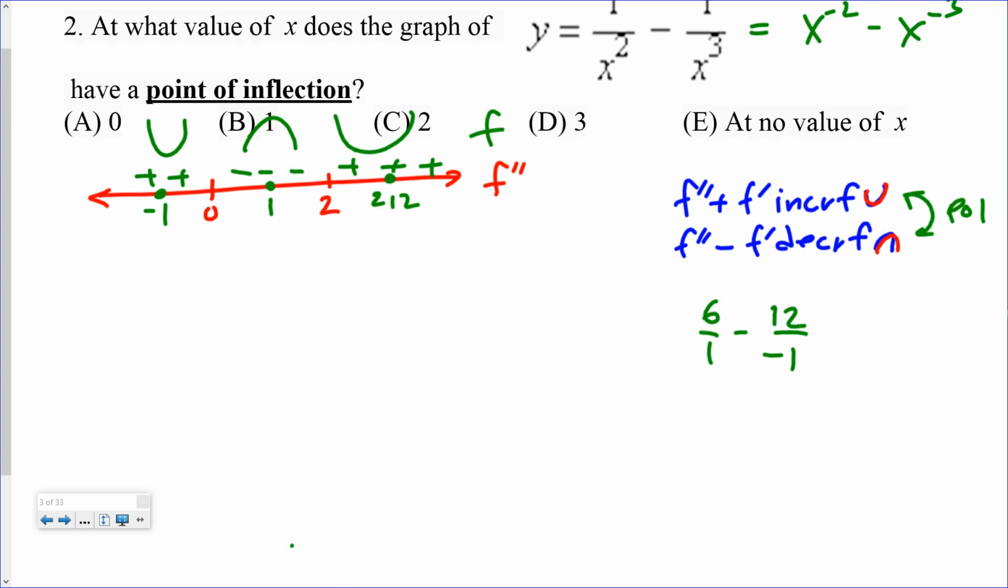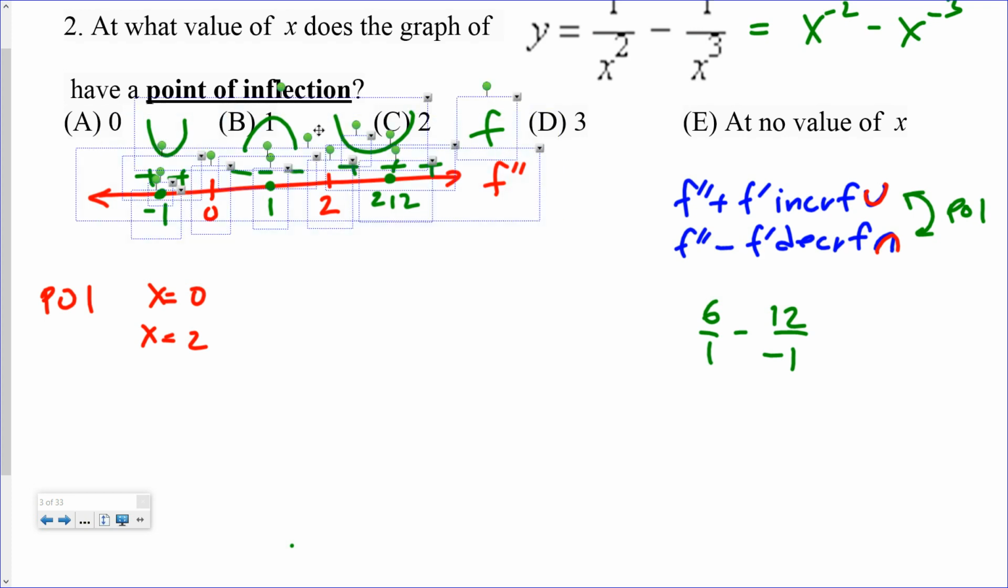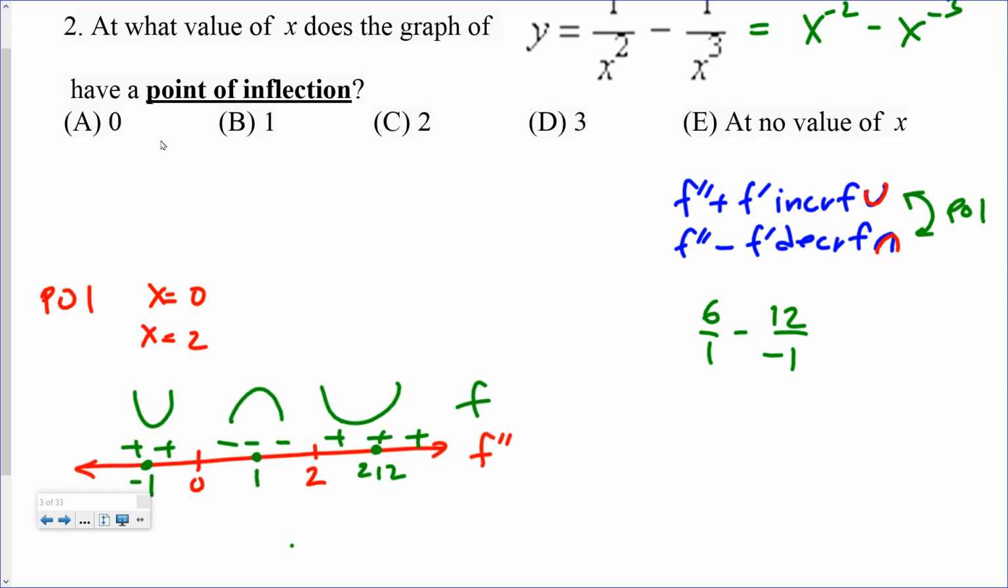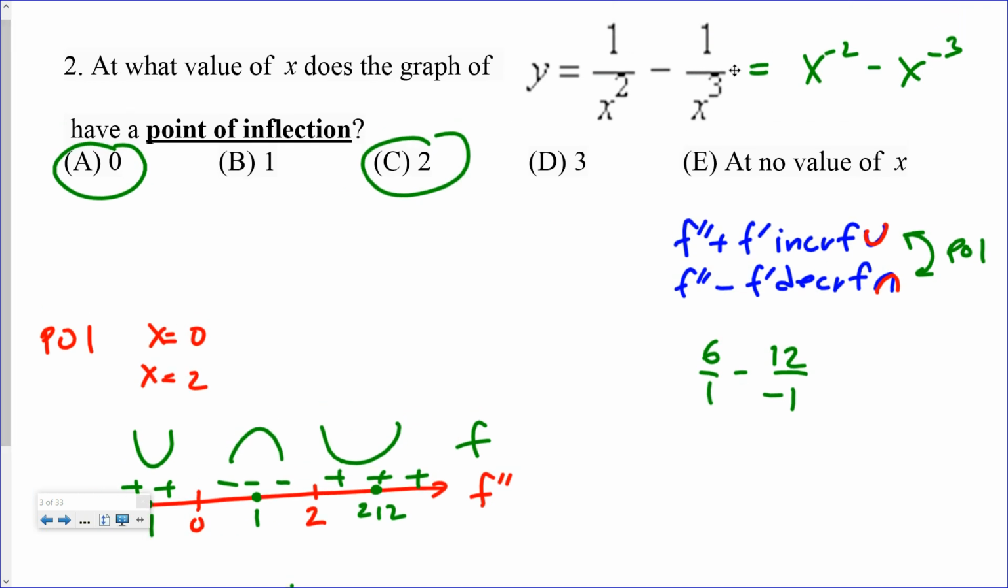So what I'm going to write is that x equals 0 is a POI, and x equals 2 is a POI. But when I come up here to look at my multiple choice, this was a question on the AP test, I actually have both of these as choices. So which one is right? And why do I have both of them? It's 2. Why is it not 0? Can you guys go over here and tell me why?